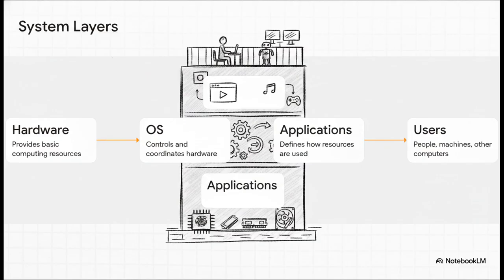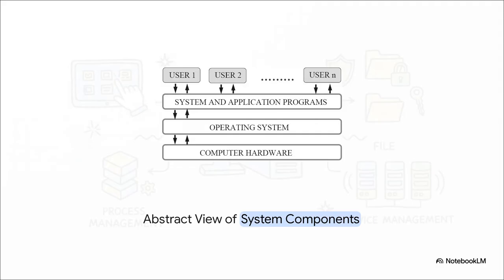Moving up again, we install application programs, your web browsers, database systems, video editors, and games, which rely completely on the OS to function. And finally, sitting comfortably in the penthouse at the very top are the users, which can be human beings like you and me, or even other machines querying for data. This hierarchy creates a super important choke point. The operating system sits dead center as the ultimate resource allocator.